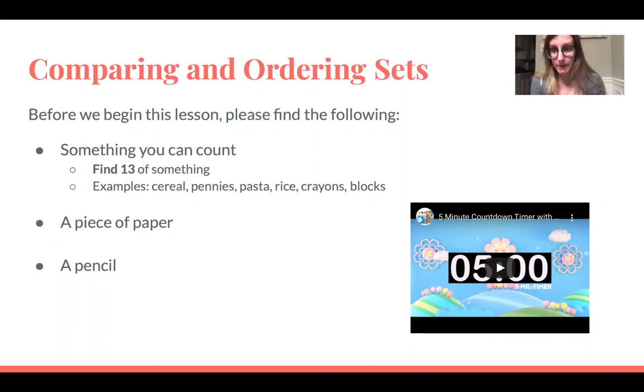The first thing I want you to find is 13 of something. It can be anything that you can count, but today we need 13 items. It can be cereal, pennies, pasta, rice, crayons, blocks, or anything you can find 13 of to count today. Also, you might want a piece of paper and a pencil to help you with your math thinking, and I'm going to give you 5 minutes to find those things. Here we go.